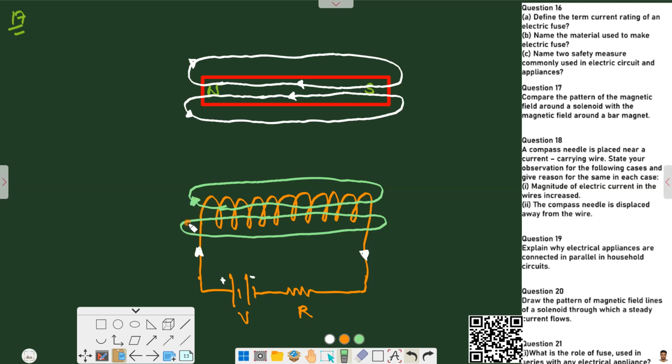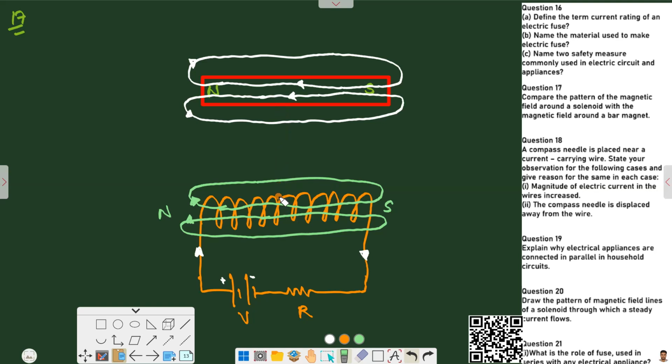Exactly similar magnetic field lines, and that north and south pole we can decide depending on the direction of current flowing. If we are getting south pole here, then we can reverse the direction of the battery, and we get north pole here. So magnetic field lines are exactly the same, and if we have a long solenoid, then it just acts as a bar magnet. In a solenoid we have some advantages.